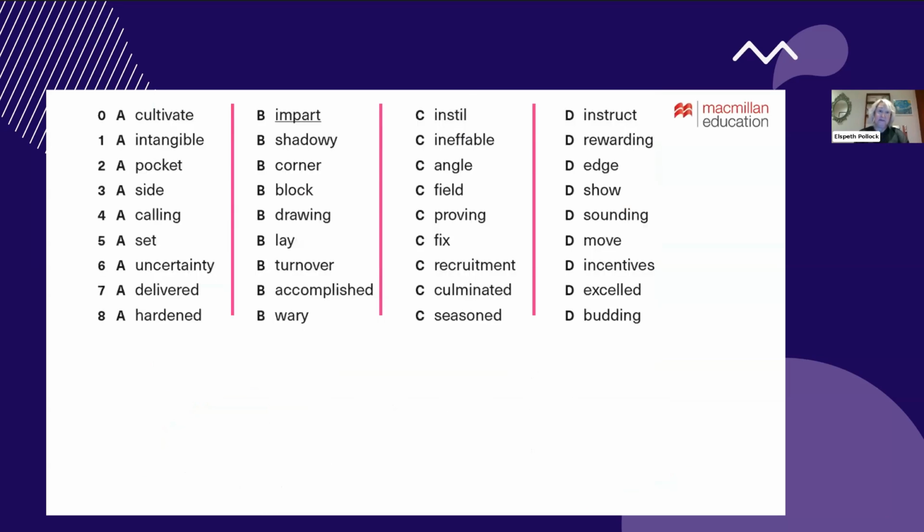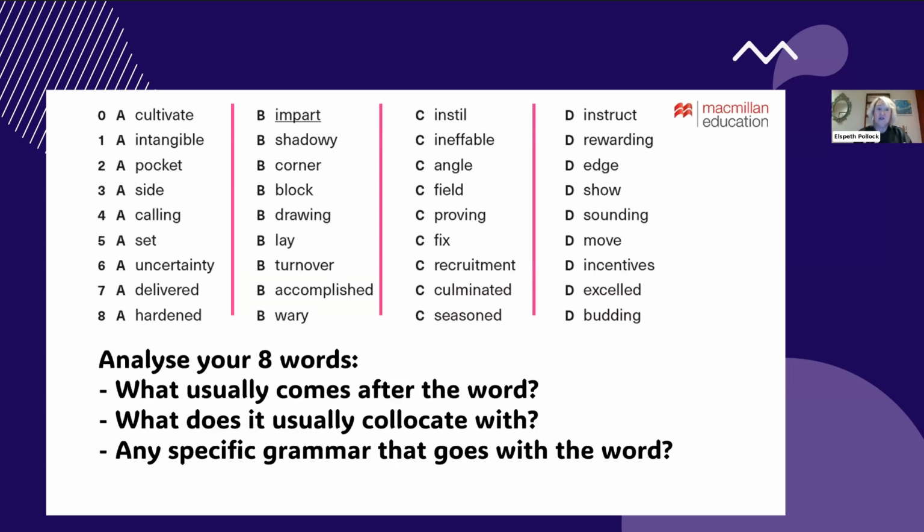So these are the columns of the words. I have A, B, C, and D. My students are in 4 different groups. Each group has a column of 8 words. Each group works together to analyze the words.